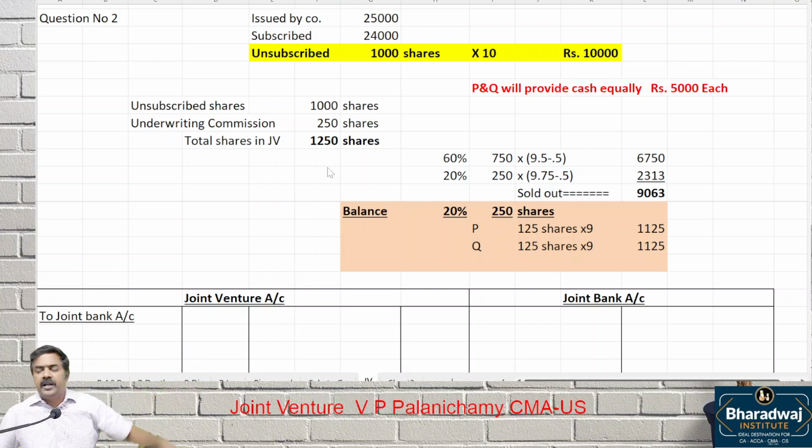60% is sold out, 20% is sold out, 80% is sold out. Remaining 20% is taken up by what? Remaining 20% is taken up by P and Q.